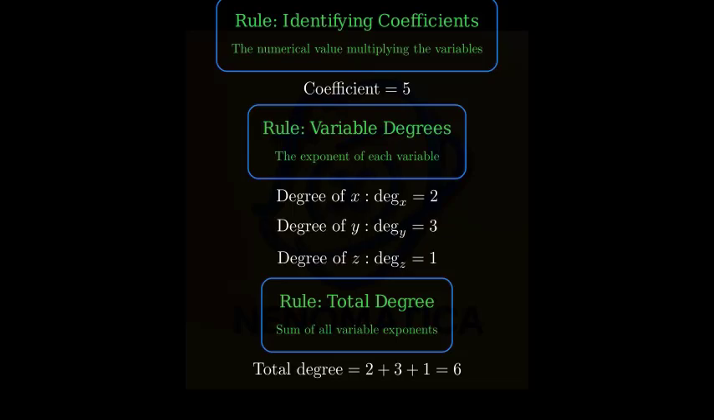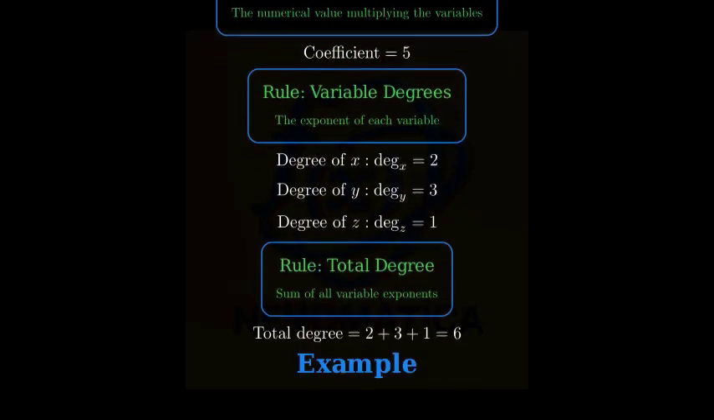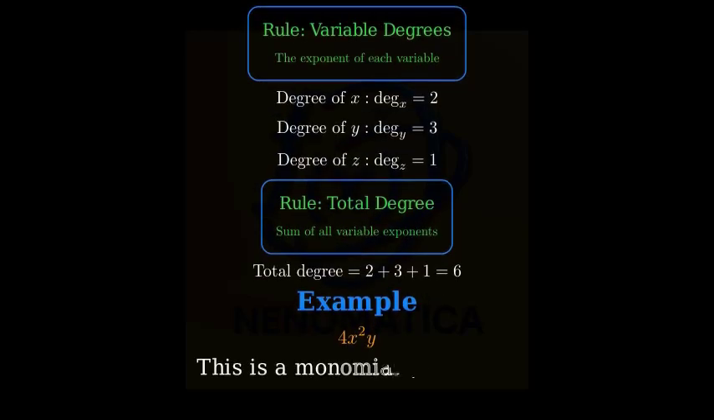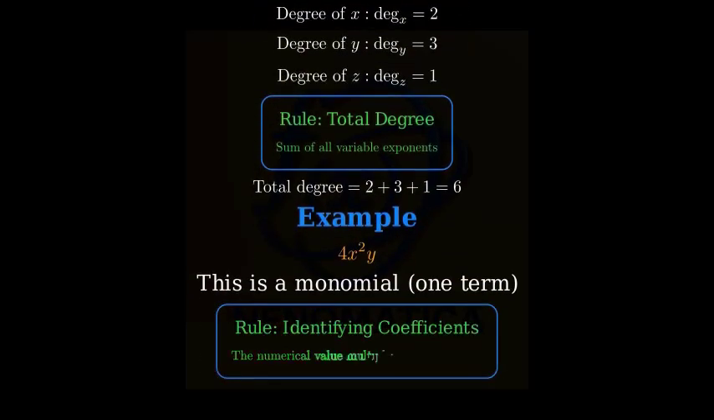Let's move on to our second example. Here we have the expression 4x squared y. This is also a monomial with just one term. Again, let's identify the numerical coefficient. The coefficient here is 4.